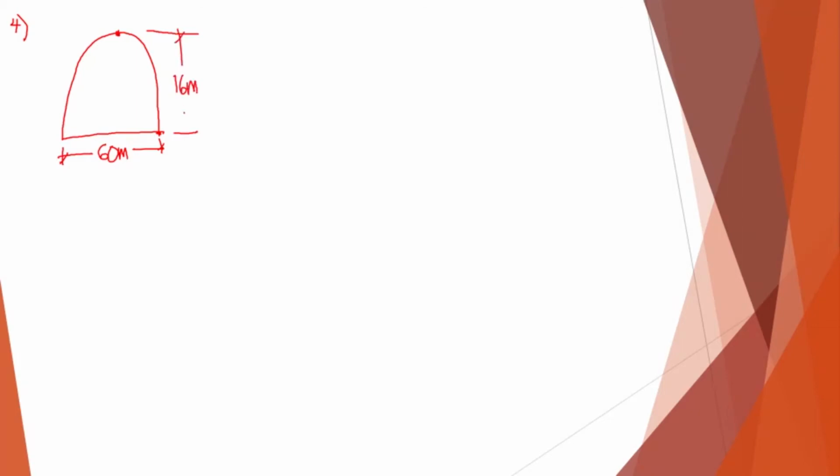We are tasked to determine the length of the beam which will be placed horizontally 3 meters from the top. This is the top portion, and this is the beam. That is the beam, guys. It should be placed 3 meters from the top. Say that the length of the beam is L.